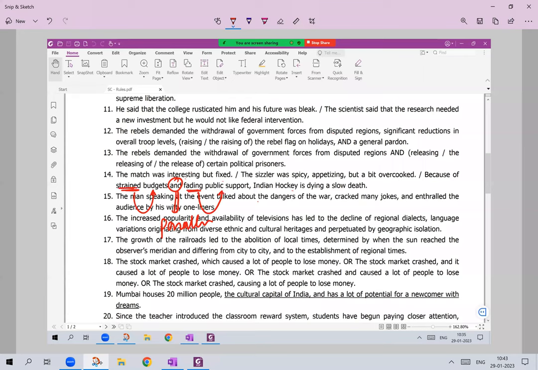We can 100% remove strained and remove fading and write a sentence: because of budgets and public support, Indian hockey is dying a slow death. So please try and understand what is the role of an adjective in the sentence. The point is that even if we remove the adjective, the sentence absolutely stands 100% fine. The beauty about you writing a sentence is to use adjectives. This is how you should be using it.